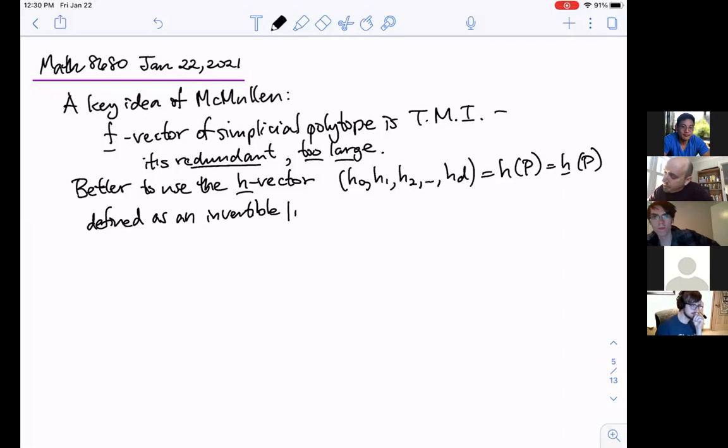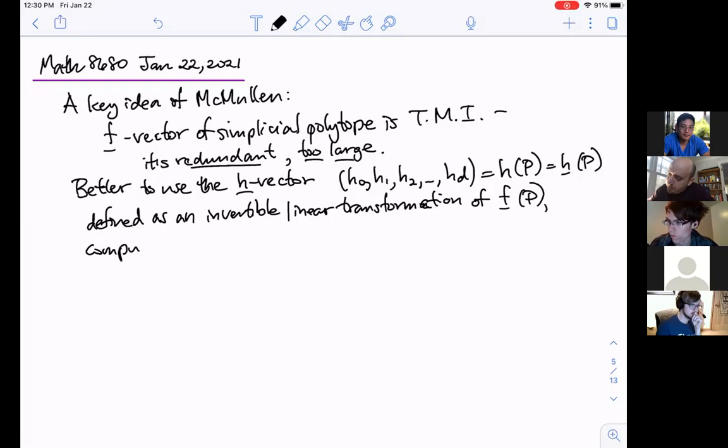And I'll tell you exactly what this invertible linear transformation is later. But I think I'm first going to show you just a quick way to compute it due to Stanley, because it's a little faster. Computable, for example, we'll see many ways to do it. So I'll call this Stanley's triangle trick. It's going to look like Pascal's triangle.